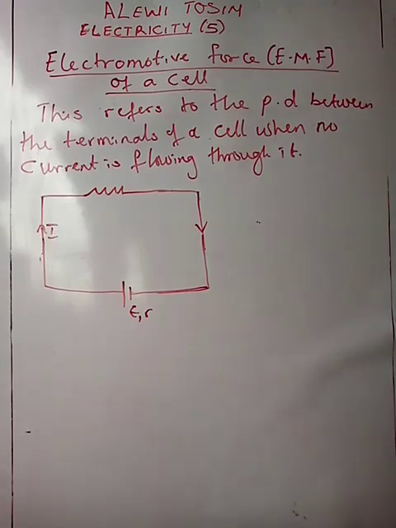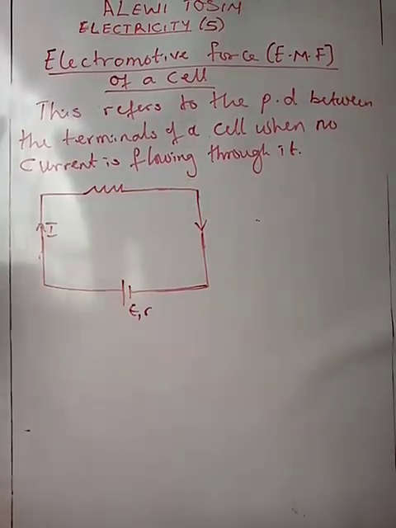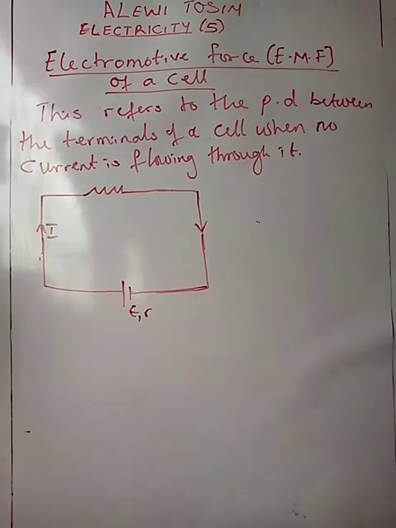In our previous class, we discussed what potential difference is. We said, if you could remember, that potential difference is the work done in moving a unit mass of charge from one point to another, mostly from higher potential to what? Lower potential. Now, this time around, electromotive force, which is called EMF, refers to the potential difference between the terminals of a cell when no current is flowing through it.